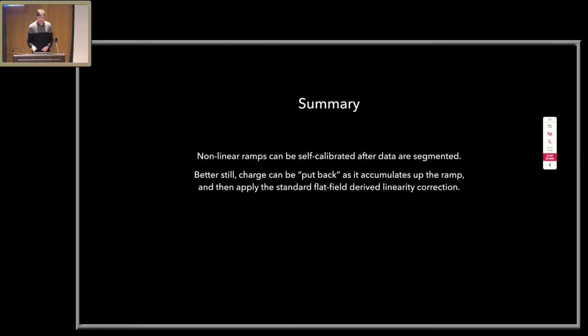So in summary, if you want to linearize your ramps and you are worried about the brighter fatter effect, then you could first try segmenting your data into different pixel brightnesses. Or perhaps better still, you can try and actually put the charge back into the pixel it came from, applying this second algorithm I showed you.